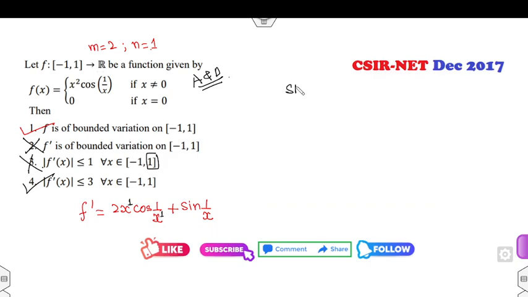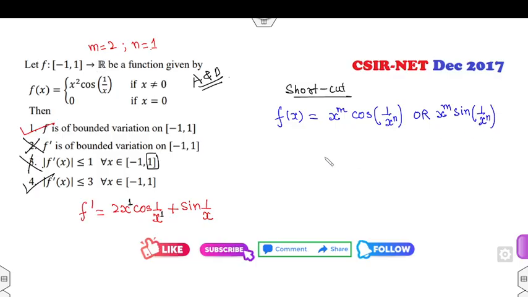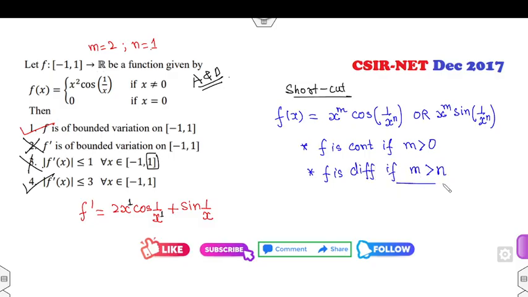Now, one more shortcut tip for you. If your function is of this form, x raised to power m cos 1 over x raised to power n, or it can be written in the sine form, x raised to power m sine 1 over x raised to power n, then f is said to be continuous if m is greater than 0. F is said to be differentiable if m is strictly greater than n. In this case they are talking about bounded variation. If somebody asks whether f is continuous or not, because m is 2, which is greater than 0, yes, it's continuous. Is it differentiable? Yes, because 2 is greater than 1. So differentiable is correct, continuous is also correct.